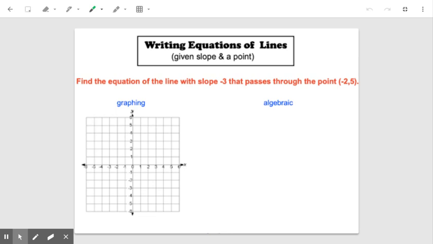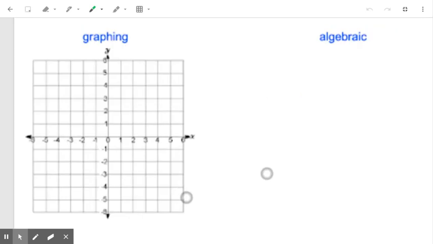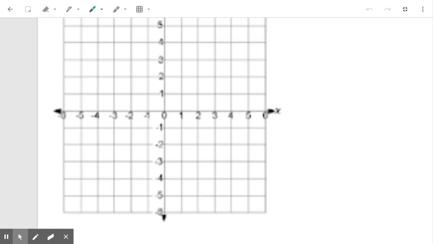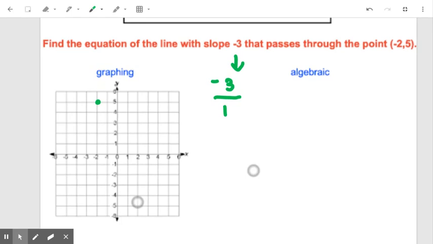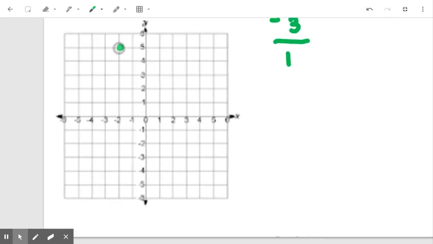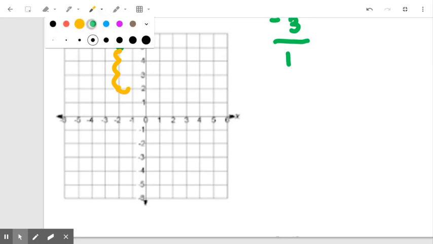So it says find the equation of the line with slope -3 that passes through the point (-2, 5). So what I'm going to do first is graph this line. I know the point that I have is (-2, 5), which is this point right here. I also know that my slope is -3, which is actually -3/1. So my rise is -3 and my run is 1, which means from this green point, I am going to go down 3 and then right 1. And that's where my next point will be.